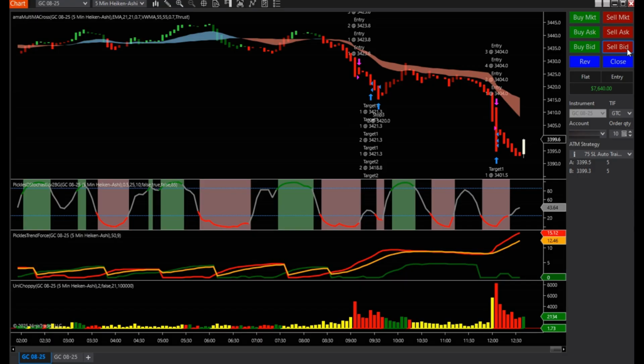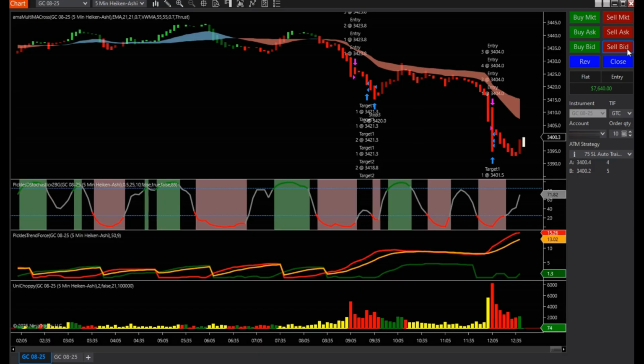So notice that after I got stopped out, price continued to go down, and now it's starting to pull back a little. So I am still in a downtrend. I don't have the red shade on my Pickles stochastic. The red line is still above the yellow line, and it looks like the downtrend is starting to decrease a little because I'm starting to get green bars on the volume.